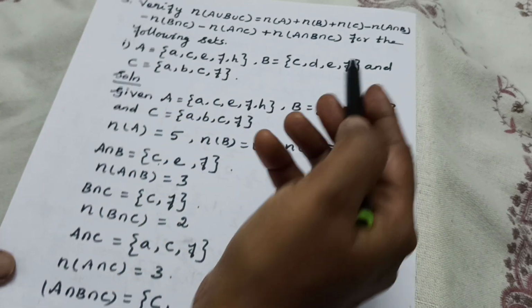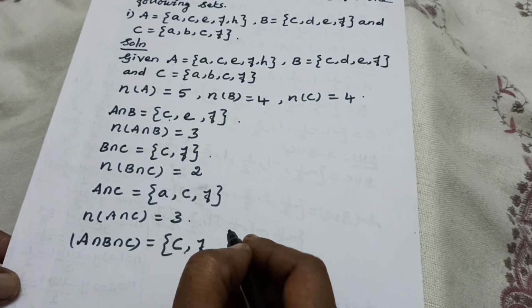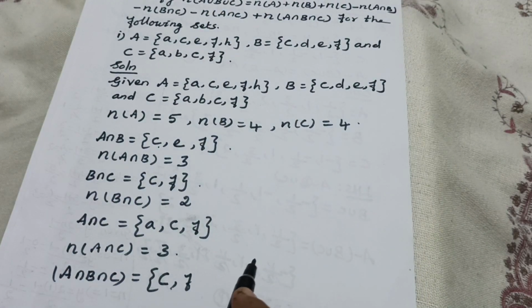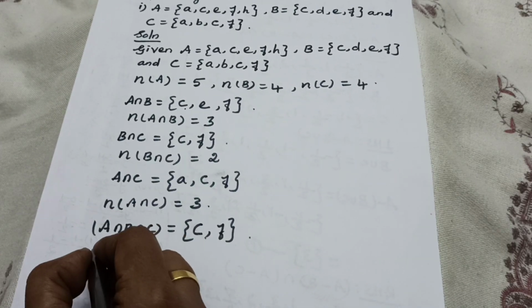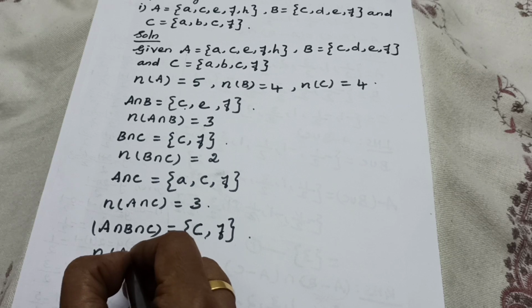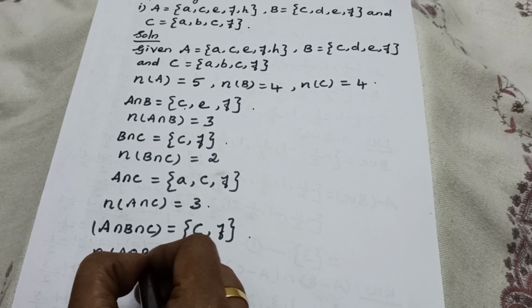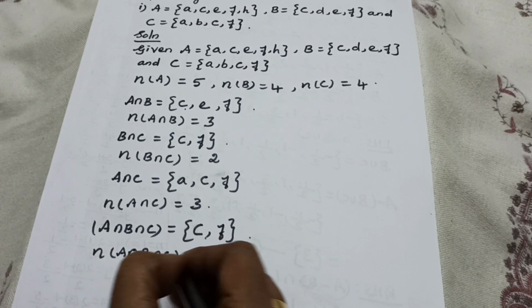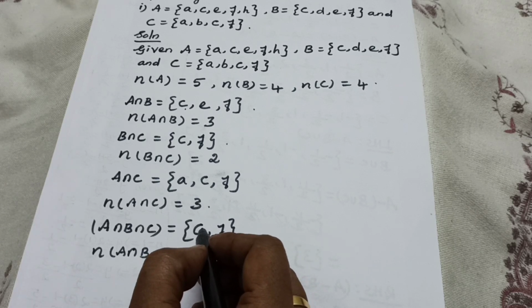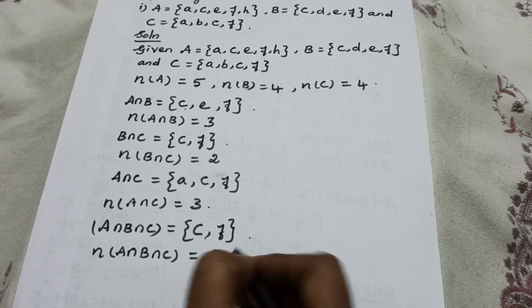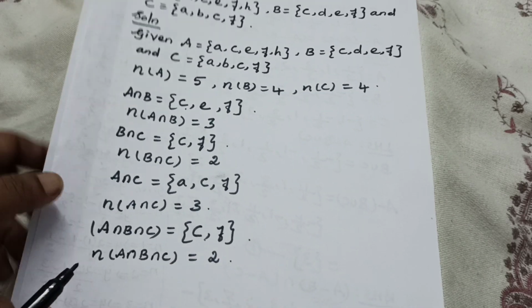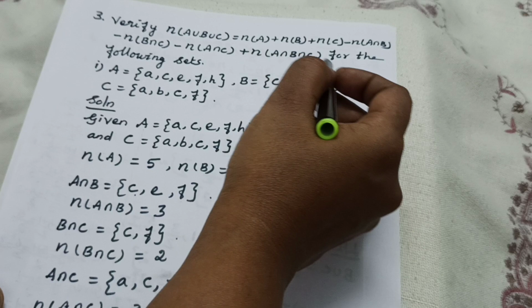Okay, then F, 3 also common. Then H is not common. Okay, then we can write what? n of A intersection B intersection C is equal to how many elements? 1, 2. Okay, 2 elements are there. Any doubt? Then afterwards here one by one we find, isn't it?